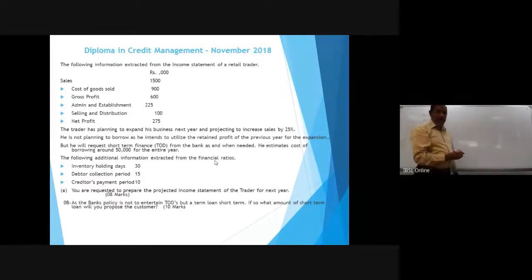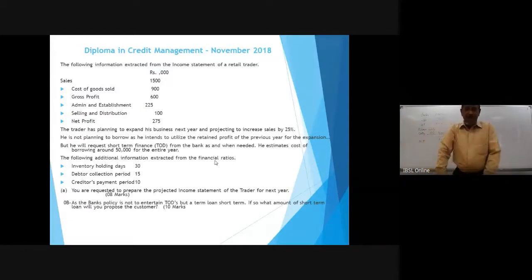Then administration 225. Selling and distribution expenses of 100. Net profit 275. This is the information given to us. Right? Now we'll do the projections for next year.